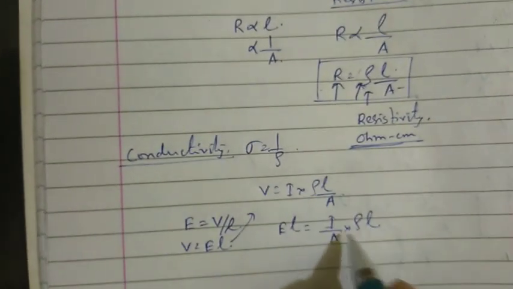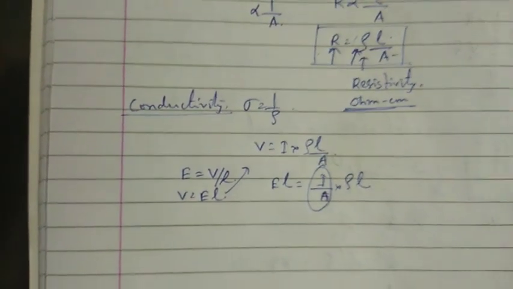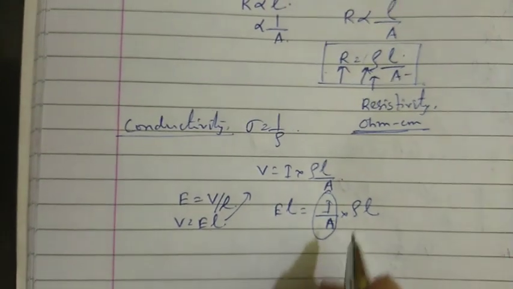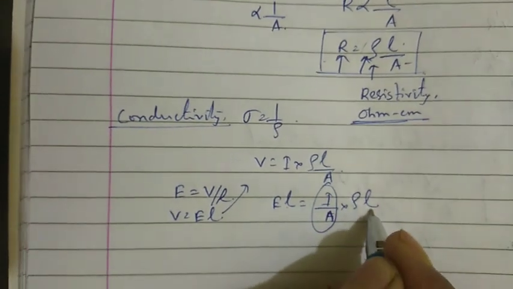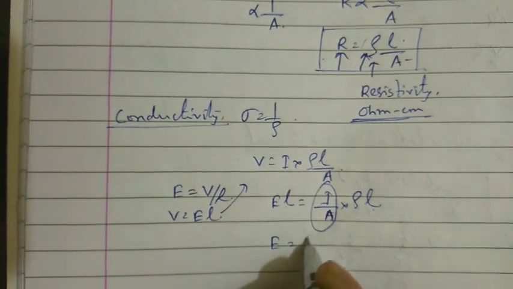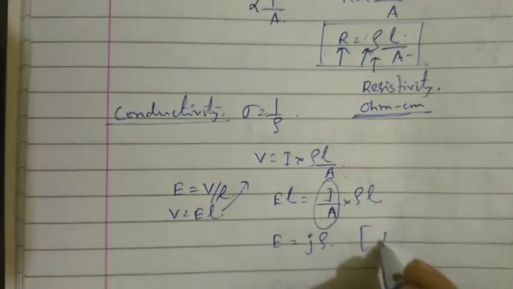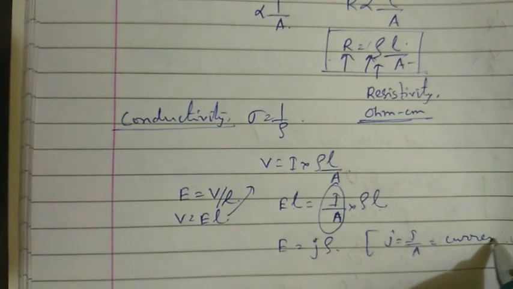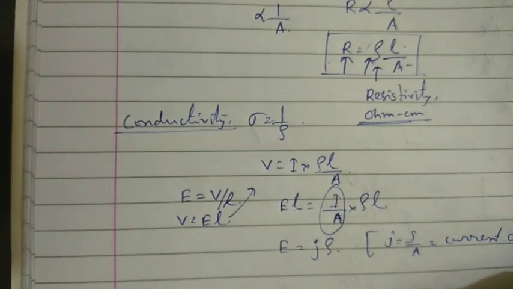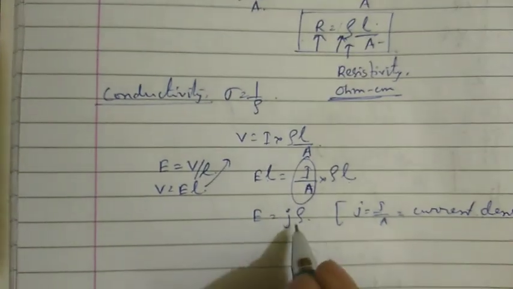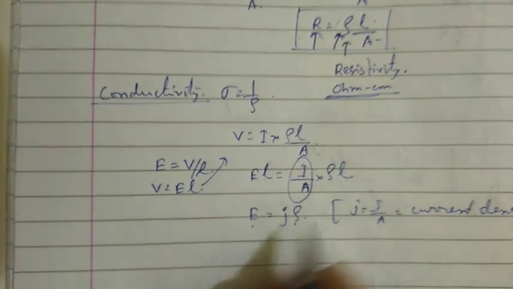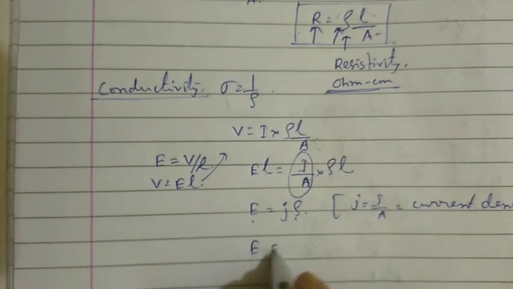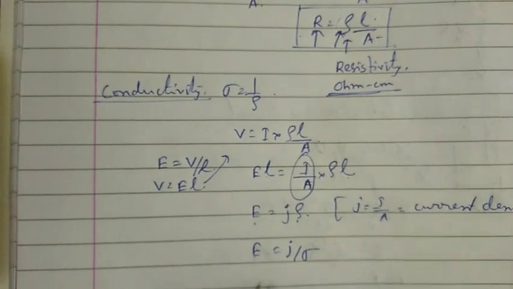Now here we will introduce another term, current density, which is I by A. So here L and L will cancel out, so you can write E equals J into rho, where J is I by A, called current density. And if you write this in terms of conductivity, you can write E equals J divided by sigma, or J equals sigma E.